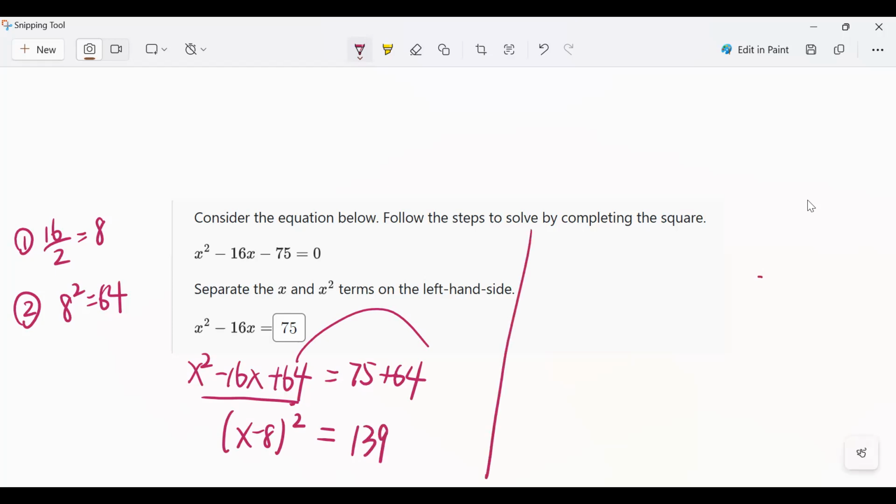Now next step, we're taking the square root on both sides of the equation. Under 139, let's see. Looks like we can simplify that.